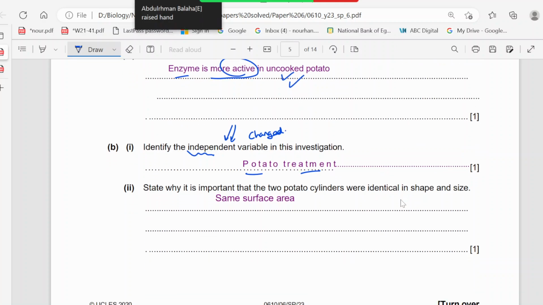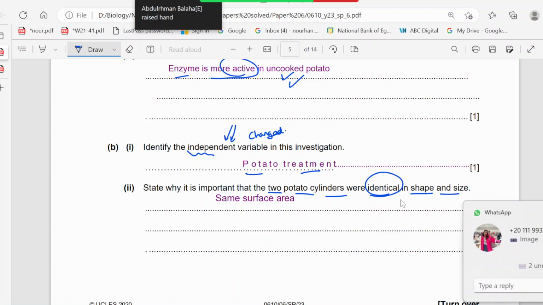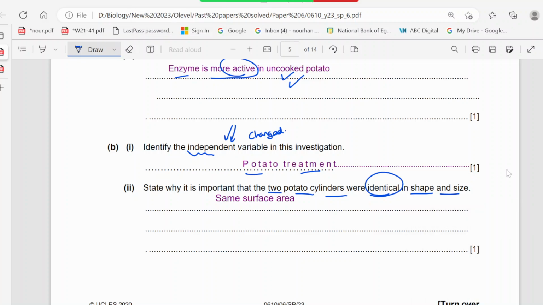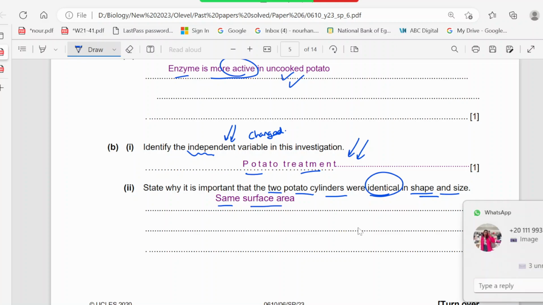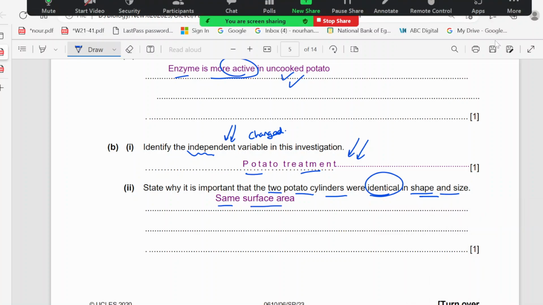Why is it important that the two potato cylinders were identical in shape and size? Why must they be identical? Because if they are different shape and size, they will have different surface area. So they should be identical so they have the same surface area, because I only changed one thing, which is the potato treatment. I cannot change two variables at the same time. Okay?